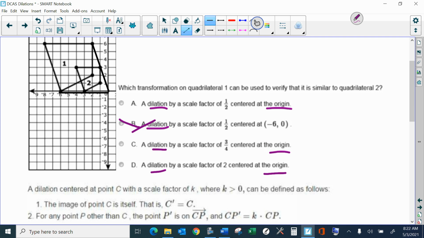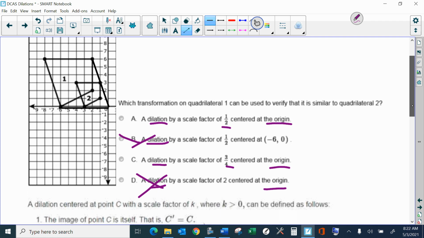It's got to be done to 1, so it's going to be half. Okay. A dilation of 3/4. It is smaller, so it's got to be less than 1, so that's good. Dilation of 2. No, that can't be. That'd be going from 2 to 1.